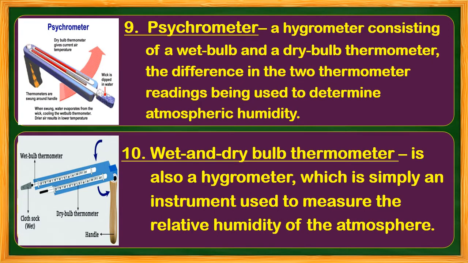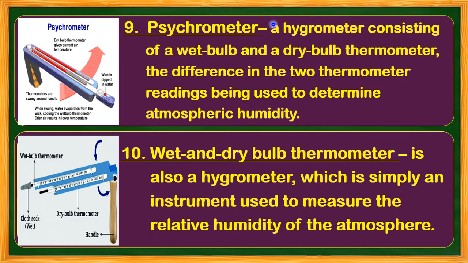So class, we are now down to the last two geographical devices that we are studying. Number 9 is the psychrometer. What is a psychrometer? This is what a psychrometer looks like, on the left side of the monitor. We have here the dry bulb thermometer, and this here is the wick. It tells us the uses of the following parts of a psychrometer.